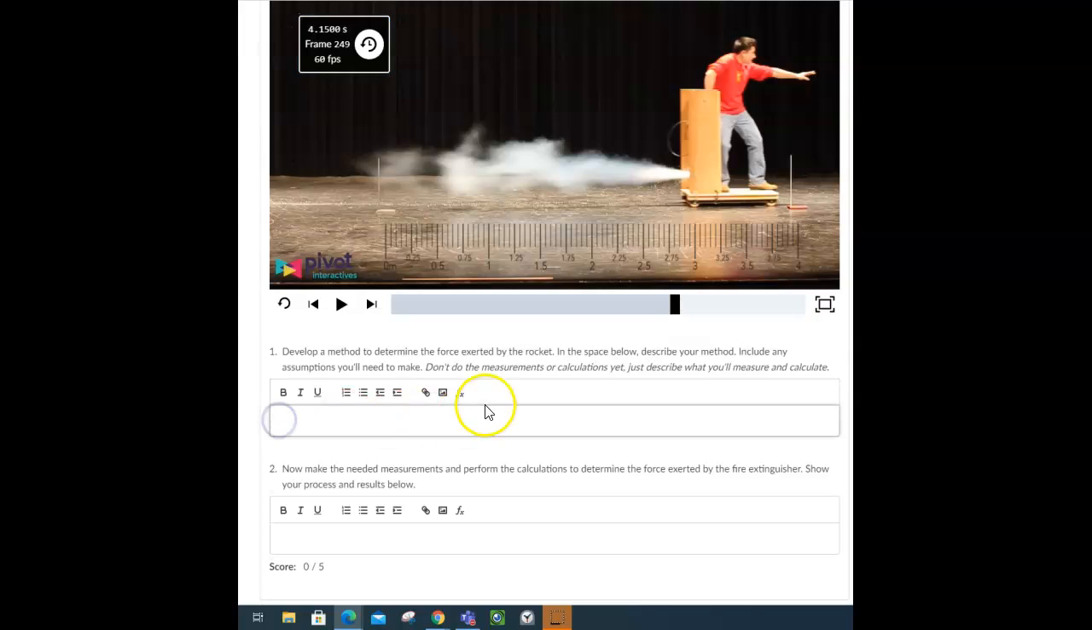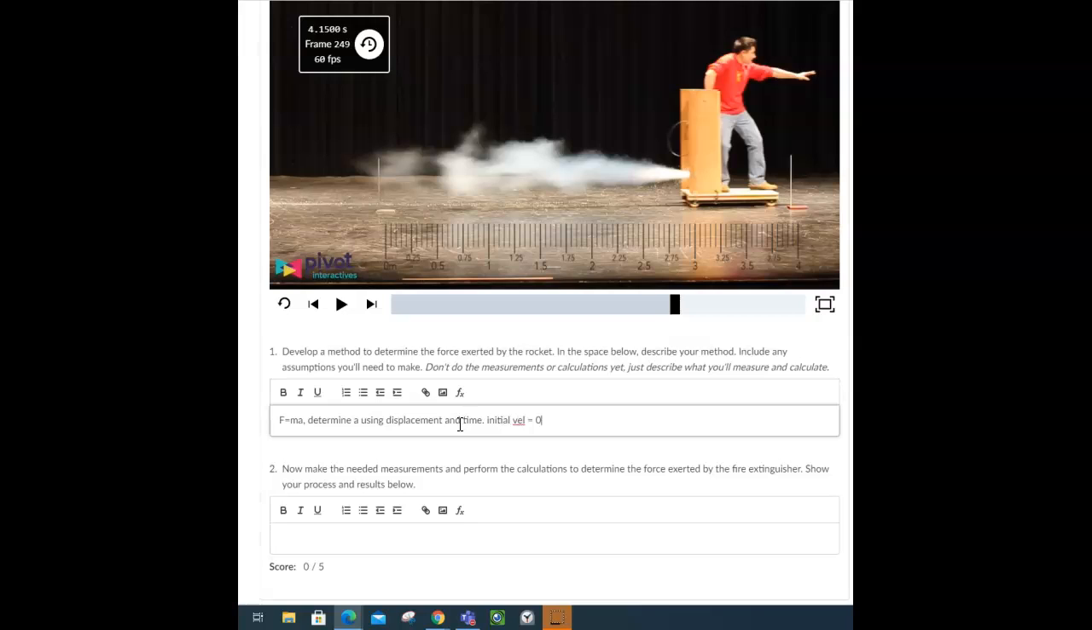Well, we know that F equals ma, so you're going to determine acceleration using displacement and time. And then, so you need an equation that will allow you to determine acceleration using displacement and time. You also know that initial velocity is 0. You do not know final velocity.